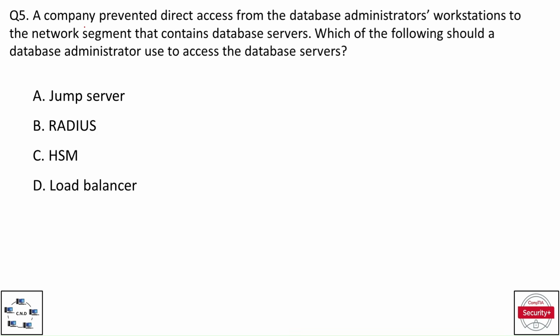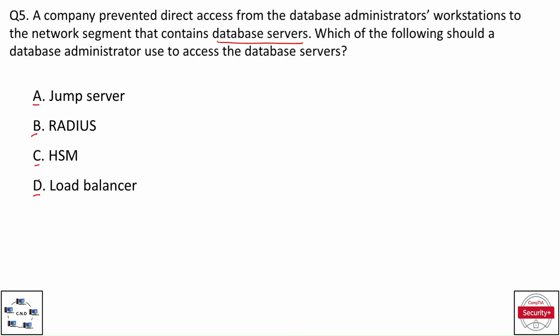Question number 5. A company prevented direct access from the database administrator's workstation to the network segment that contains database servers. Which of the following should a database administrator use to access the database servers? And the options are option A, jump server, option B, RADIUS, option C, HSM, HSM is hardware security module, and option D, load balancer.